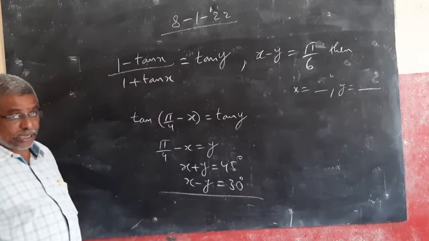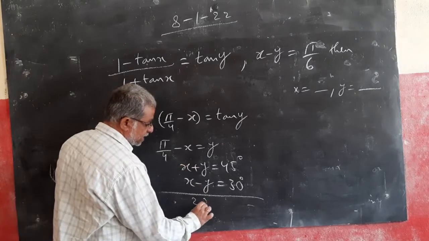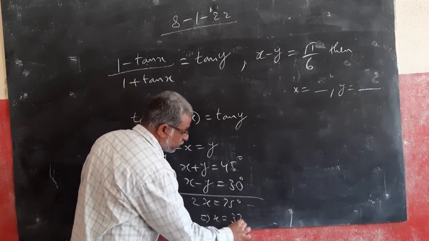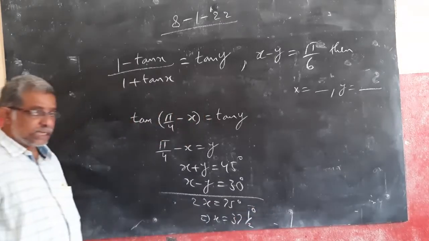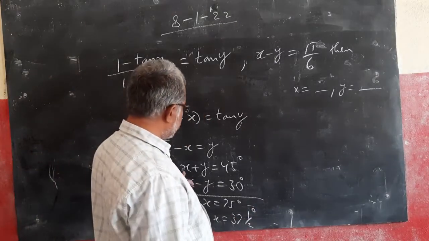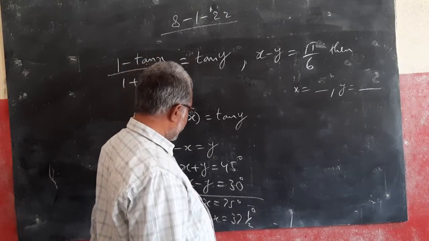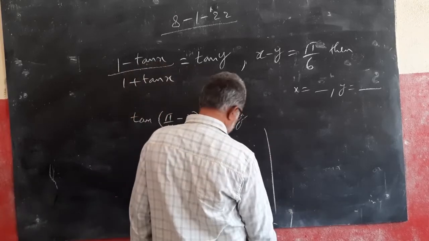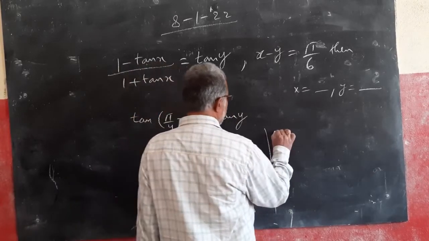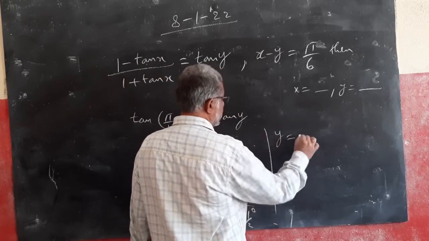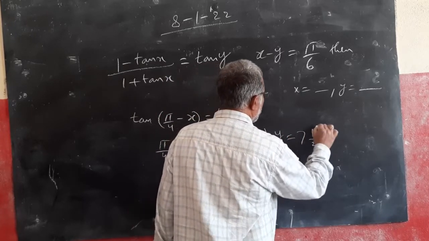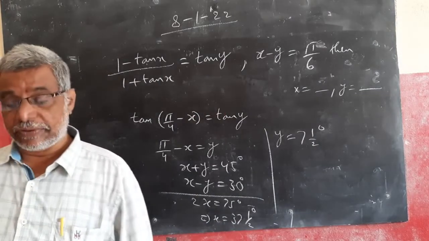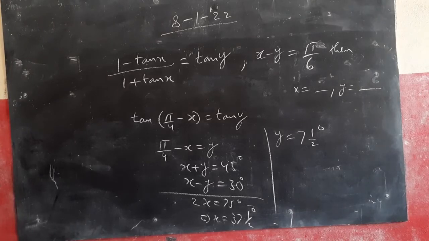By solving the two equations, y gets cancelled, 2x equal to 75 degrees, implies x equal to 37.5 degrees. Substitute x in any one of the equations and I will get y, so I will substitute x here, so y is equal to 45 minus 37.5, that is y equal to 7.5. So I got x is 37.5 and y is 7.5. Like this we will solve the equations.